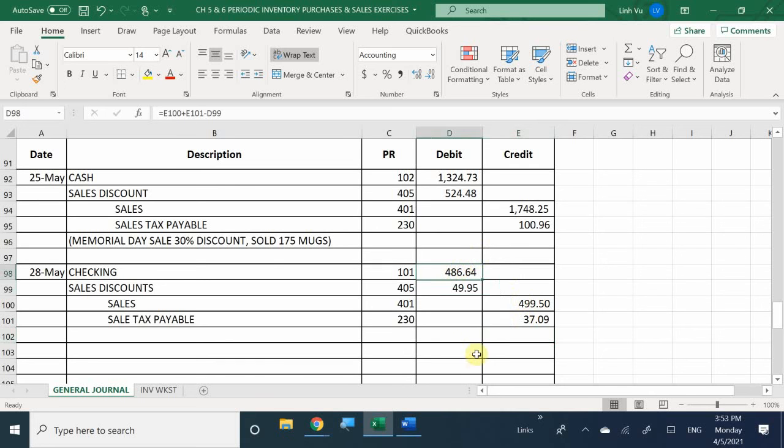And the checking equals these two together minus this number here.